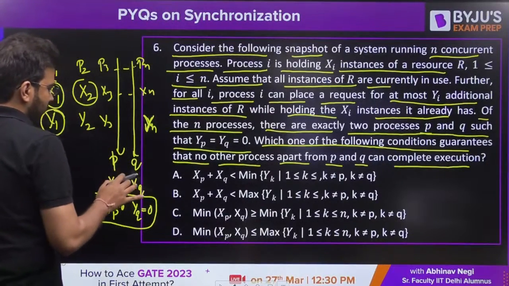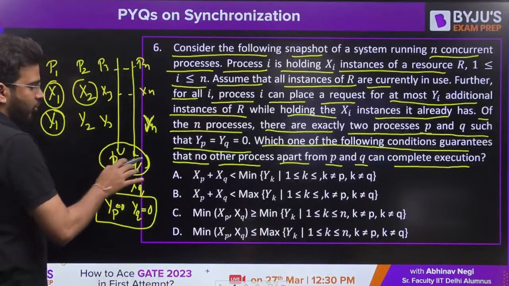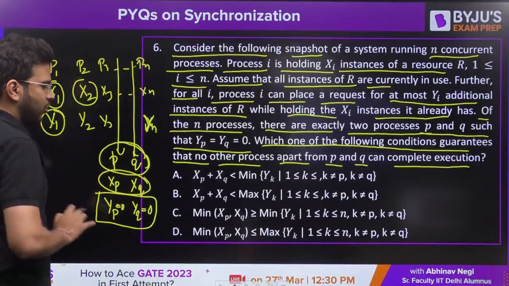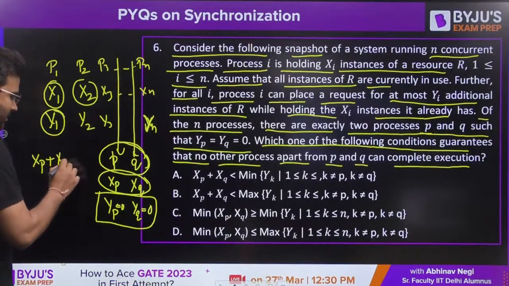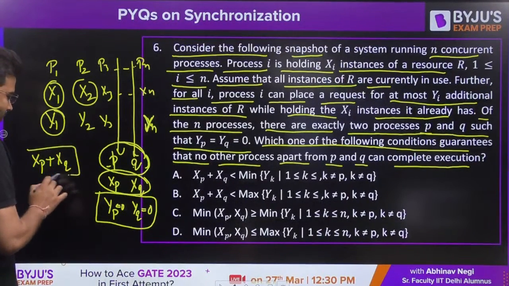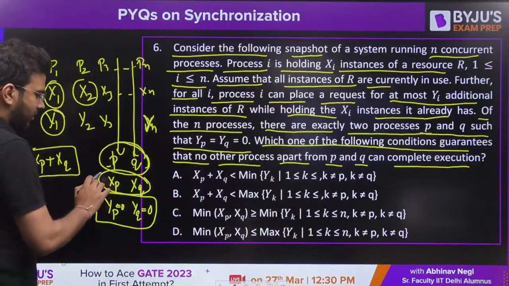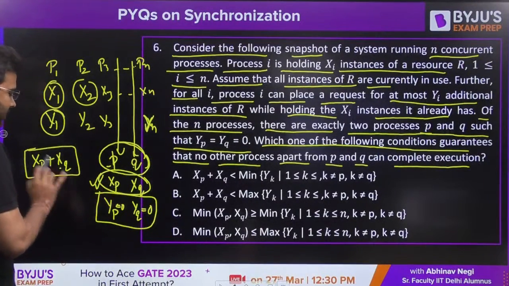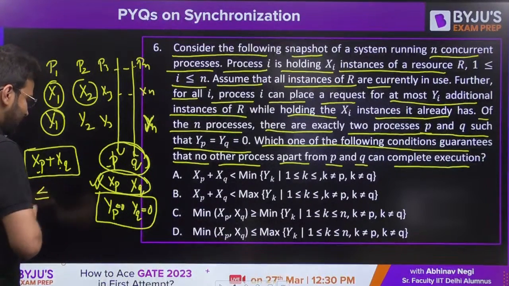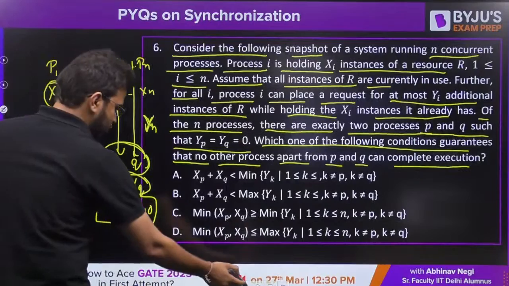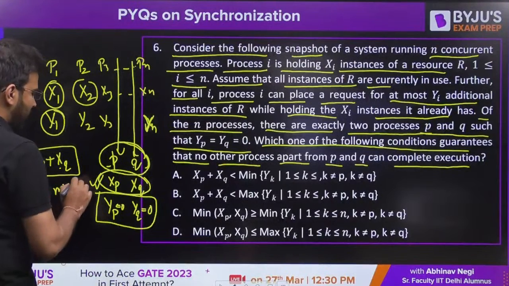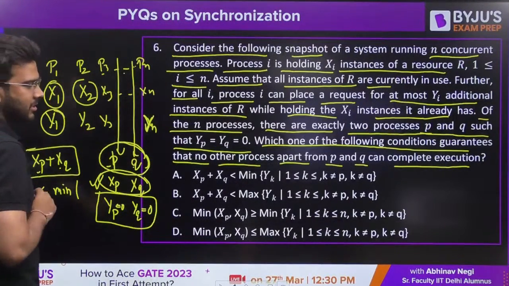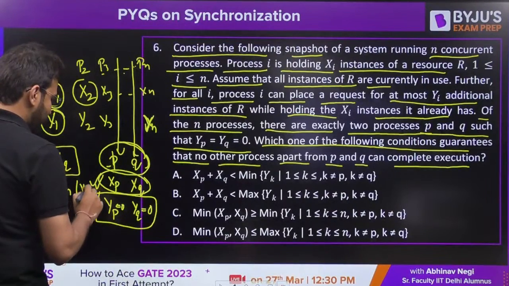Now carefully see this. Once P and Q both complete their execution, that means XP and XQ will become available. So if I don't want any other process apart from P and Q to complete their execution, can I say the total resources we are going to have after P and Q complete their execution, that is XP plus XQ, should be less than the minimum requirement we are going to have from all these processes. Yes or no? So minimum of Yk we can say.